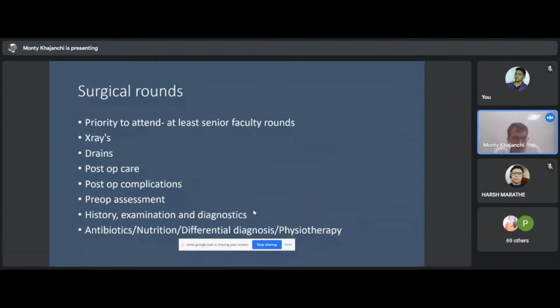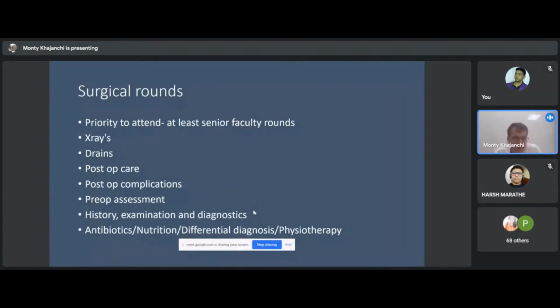Pre-op assessment. How does a patient get fitness for surgery? What are the different things you need to look at? If he's a diabetic, if he's a hypertensive, a cardiac patient, a nephro patient or kidney disease patient, a hemat patient having bleeding disorders. What are these different things you have to look into? So this all comes into your pre-operative assessment. Very important. Again, this all gets covered in the rounds. No books will cover it.